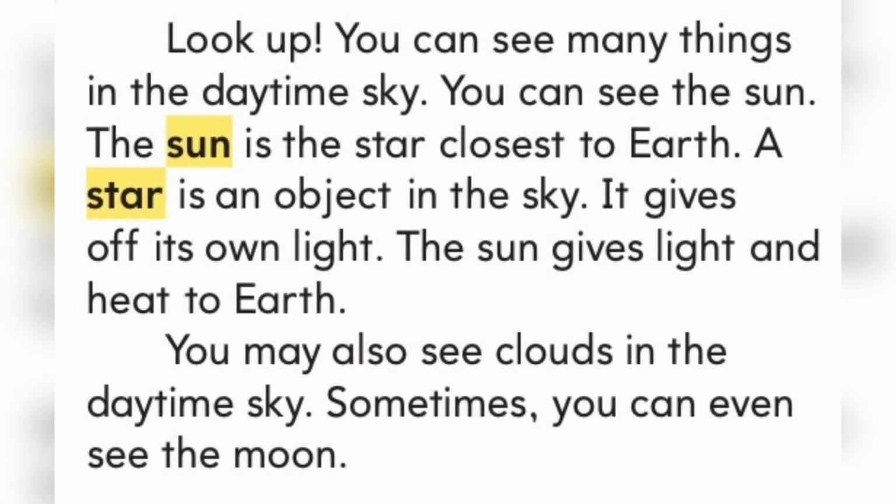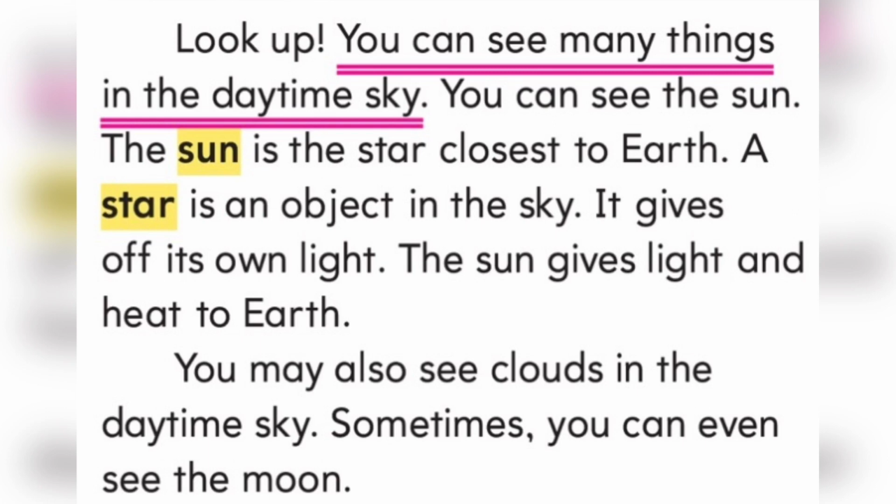Congo Nation, were you able to find the main idea? Which sentence did you circle? If you circled, you can see many things in the daytime sky, go ahead and pat yourself on the back. That is our main idea. Now, reread your science message and underline 3 details. Remember that details are parts of the text. Congo Nation, great job on finding the main idea and details of your science message.